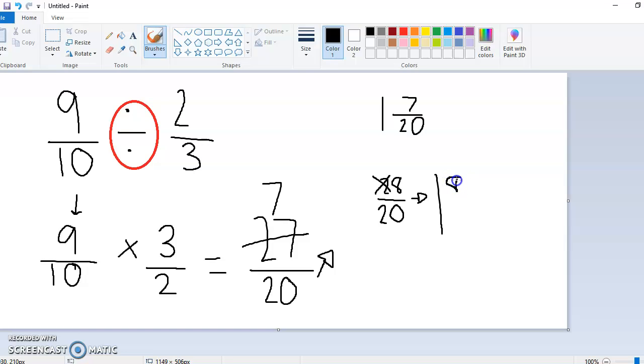Okay, now 8/20, yes, technically you did solve the problem, but you always want to put your fraction in simplest form. And since I know that I can divide 8 by 4 and 20 by 4, then I would here have 2/5. And that is how I would solve that problem. So there are 2 examples for you.